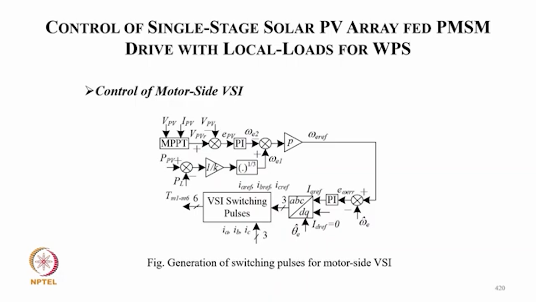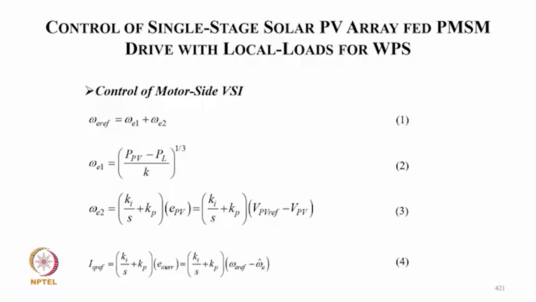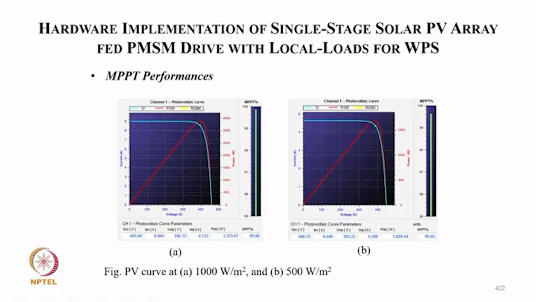Typically in single stage, we get the PV power minus load power, and we get the reference speed from the load power, and then we have the motor control switching. And these are the equations for your motor control. So the omega reference has two components, one calculated from power and the other calculated from DC link voltage control for MPPT, and then we get the torque reference current from the speed error.